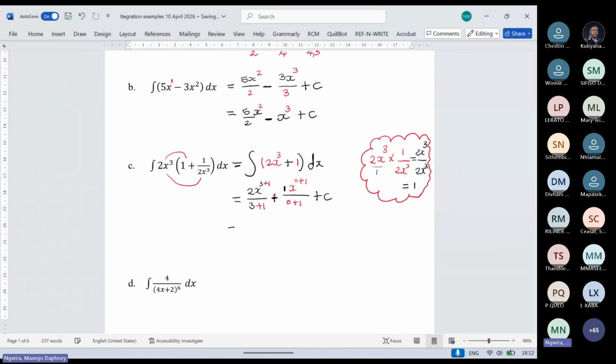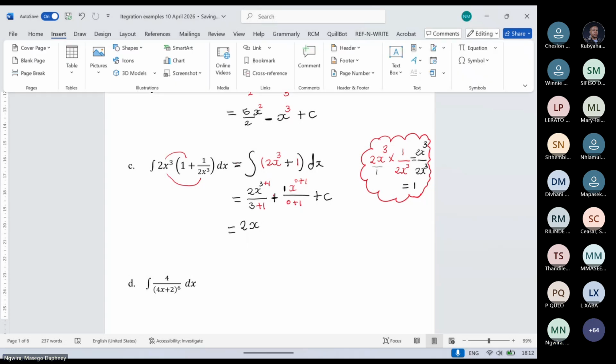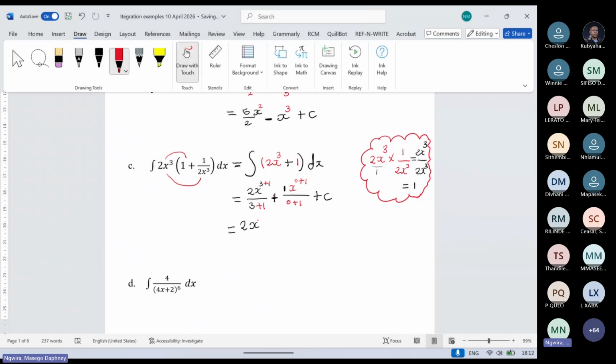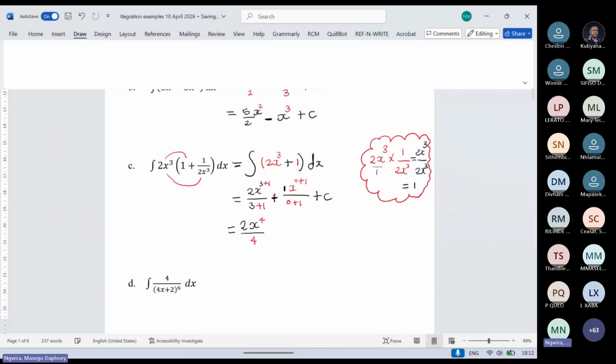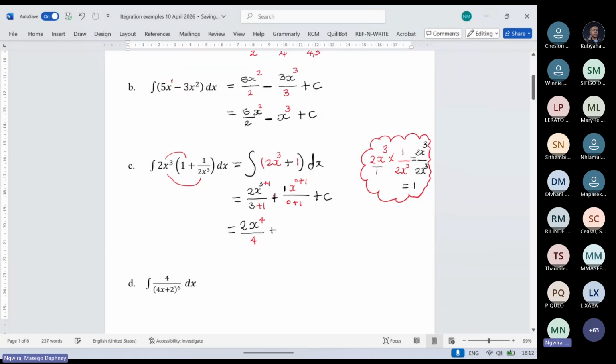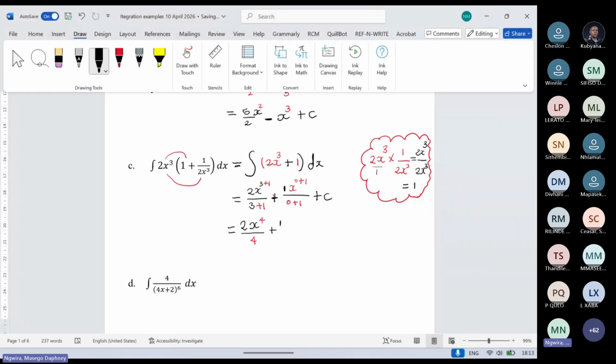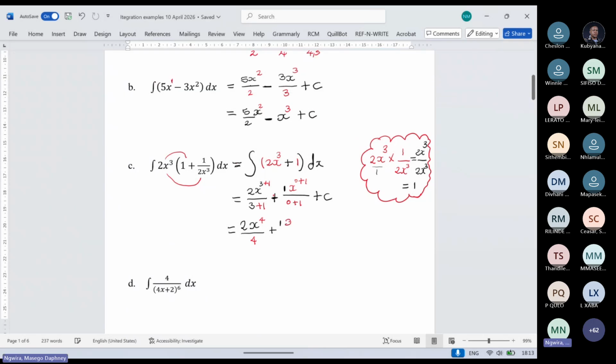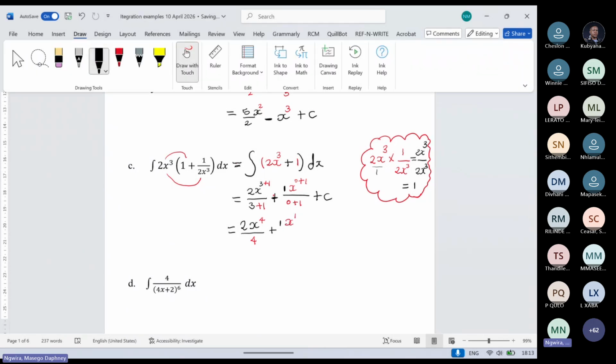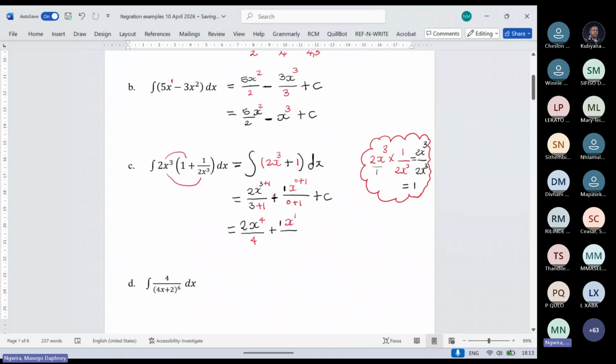And then now we are going to have 2x to the power of 3 plus 1 is 4. So this will be to the power of 4 over the same 4. And then this is plus 1. Then x to the power of 0 plus 1 is 1. So it's just going to be x to the power of 1. And then over 1, which one? The same exponent 1. So it's over 1.